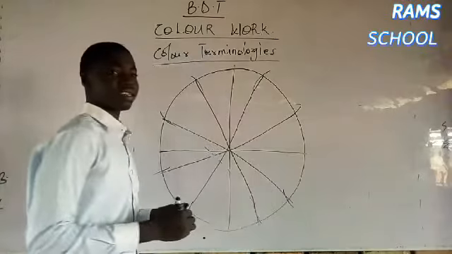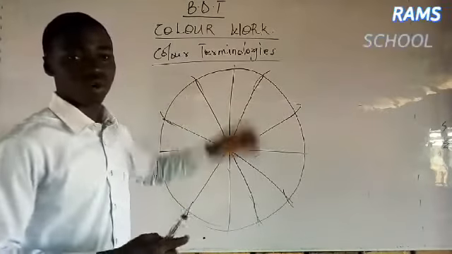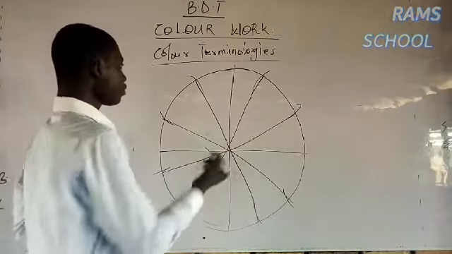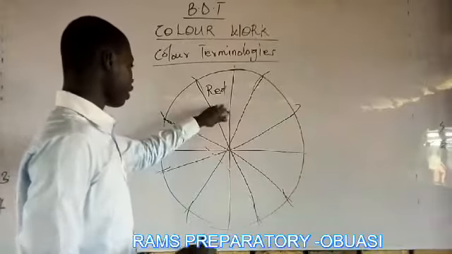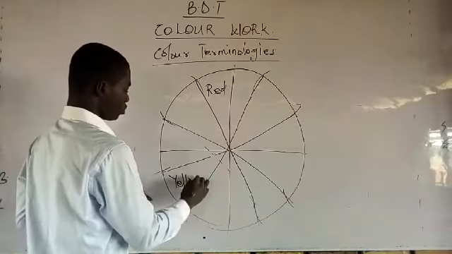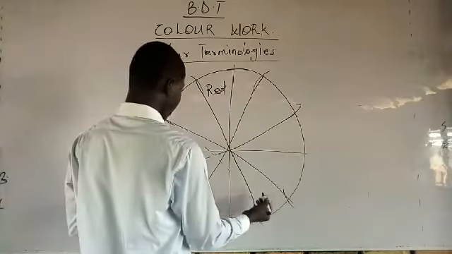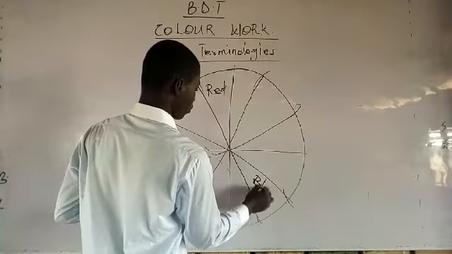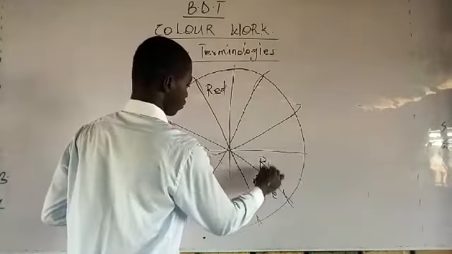Okay, now let's take this rough sketch. The circle is then divided into 12 equal parts. Now, we put here red, which is a primary color. Now let's put here yellow, which is also a primary color. Now let's put here blue, which is also a primary color. So the blue will be here.